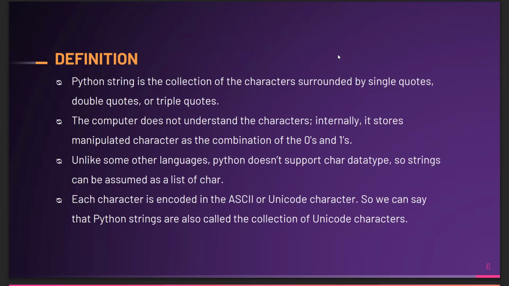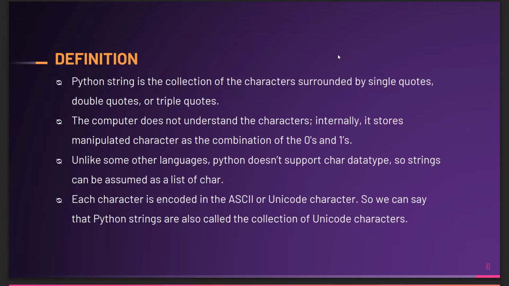For every character, there is an ASCII value. The ASCII value of small a is 97. The ASCII value of capital A is 65. Like that, for every character there is an ASCII value and a Unicode character for it. So we can say that Python strings are a collection of Unicode characters.